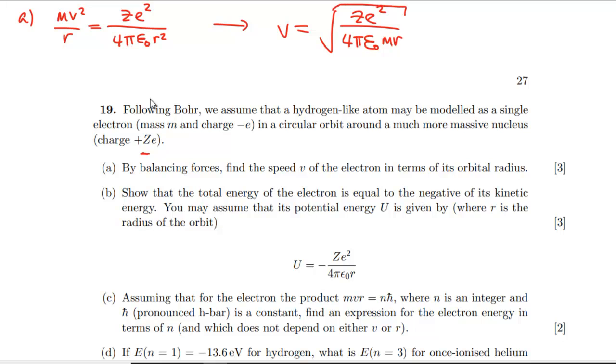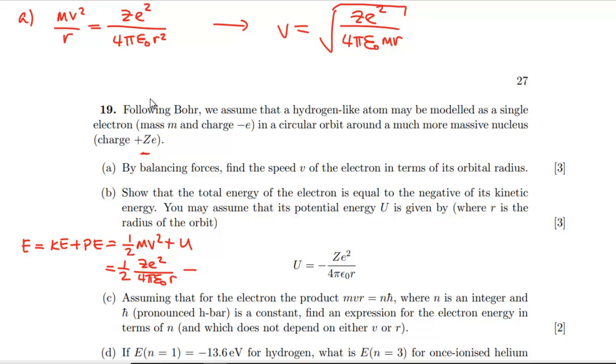So that was fine for starters. Show that the total energy of the electron is equal to the negative of its kinetic energy. So the energy is equal to kinetic energy plus potential energy, which is a half mv squared plus U. Half mv squared: m times v squared is going to be the thing under the square root without an m in it. So that's Ze squared over 4 pi epsilon 0 r.